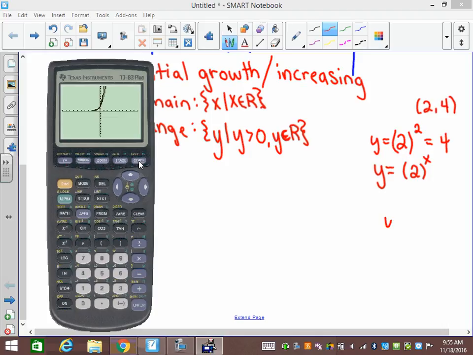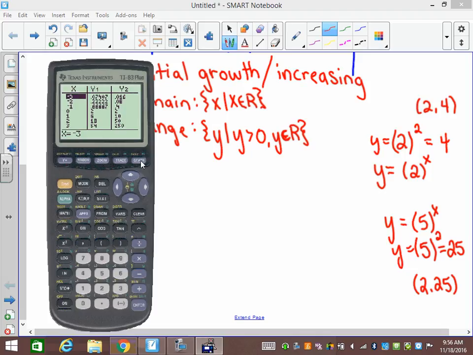But say I looked at y equals 5 to the x. Then when x equals 2, it would be y equals 5 to the 2, which is 25. So my point at 2 would be at 25. So this one would be 2 and 4, this one would be 2 and 25. So it's going to grow faster, right? That's why it's steeper. Now what's my y-intercept on this one? Where x equals 0. It has the same y-intercept.